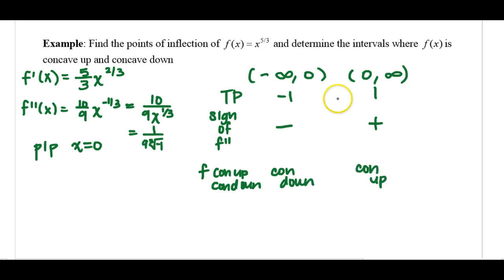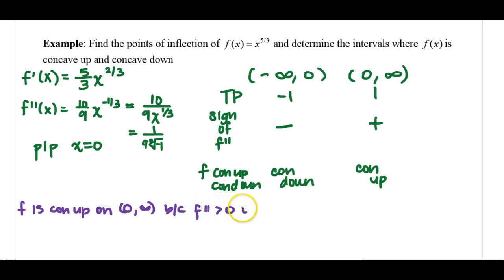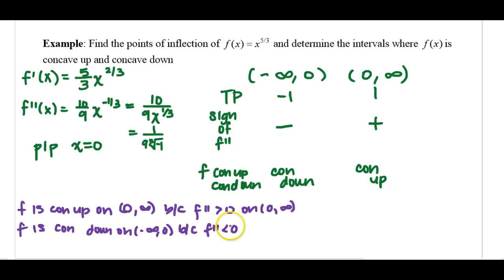So I can summarize my results and say that f is concave up on the interval from 0 to infinity, because the second derivative is greater than 0 on the interval from 0 to infinity, and f is concave down on the interval from negative infinity to 0, because the second derivative is less than 0 on negative infinity to 0. So that's the conclusion about the intervals of concave up and concave down.